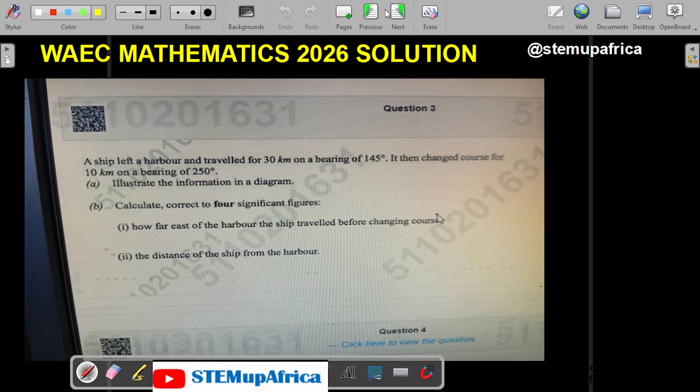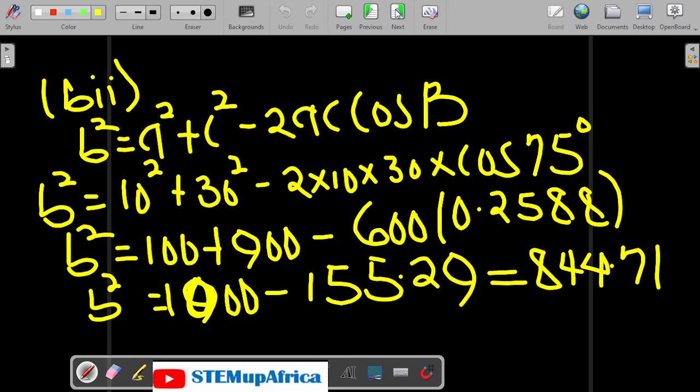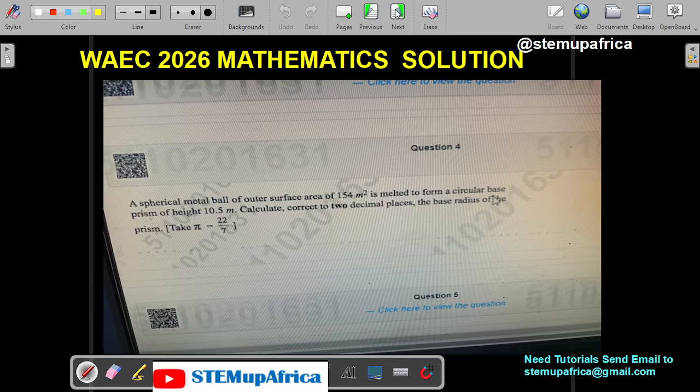So let's look at question 4. Question 4 is on solid mensuration. It said, a spherical metal ball of outer surface area 154 meters squared is melted to form a circular base prism of height 10.5 meters. So calculate the base radius of the prism.